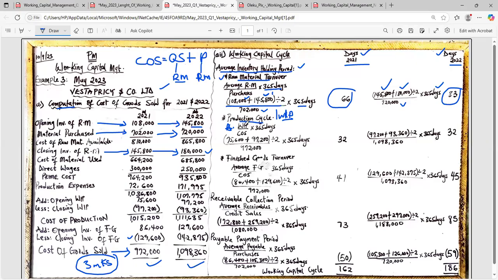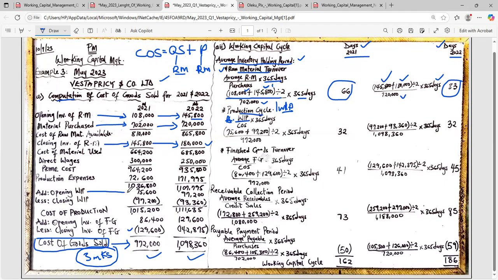So work in progress is stock, which is a balance sheet item. So it's going to be average work in progress over cost of sales times 365 days. This cost of sales, don't forget, we have already gotten it here. So imagine that we did not solve for cost of sales. How are we going to solve this production cycle or work in progress ratio? So what is our work in progress? We already have our work in progress here.